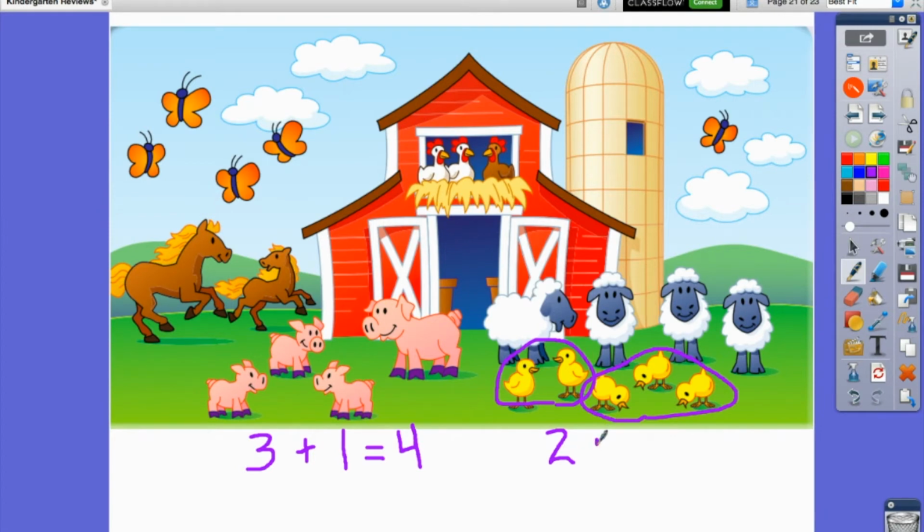So if I'm going to make this into addition, it'll be 2 plus what? How many do I have in my other group? Let's count them. 1, 2, 3. So my addition sentence, where I'm adding a group of 2 and a group of 3. What is 2 plus 3? That's right. That is 5. 2 plus 3 equals 5. Great job.